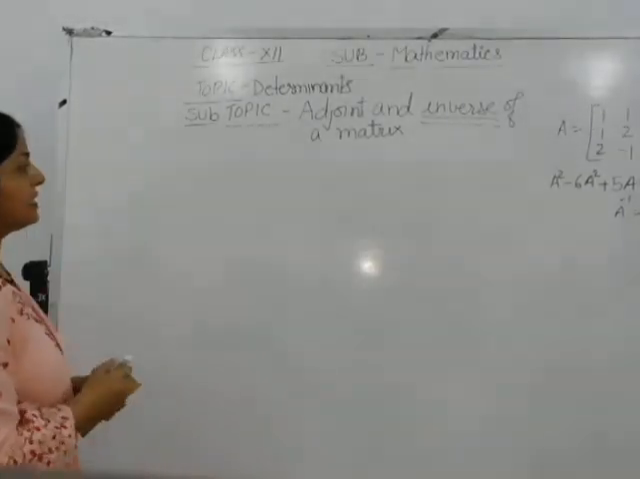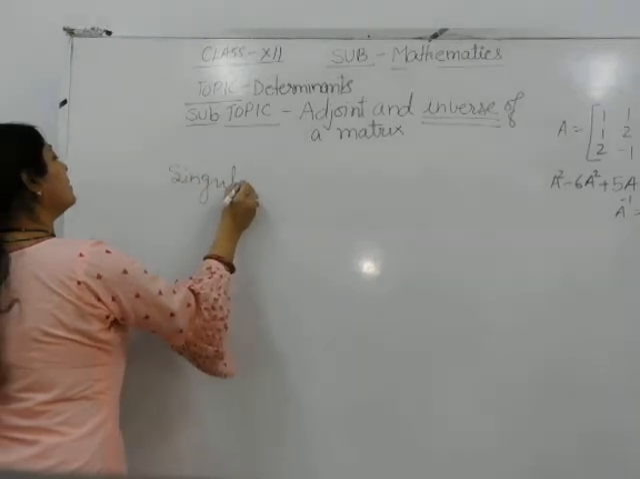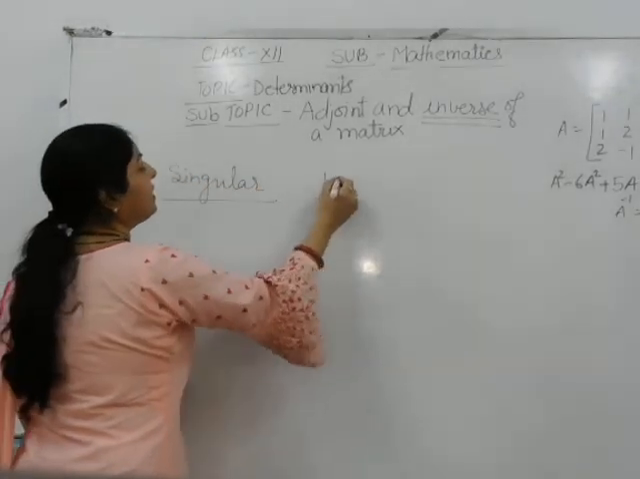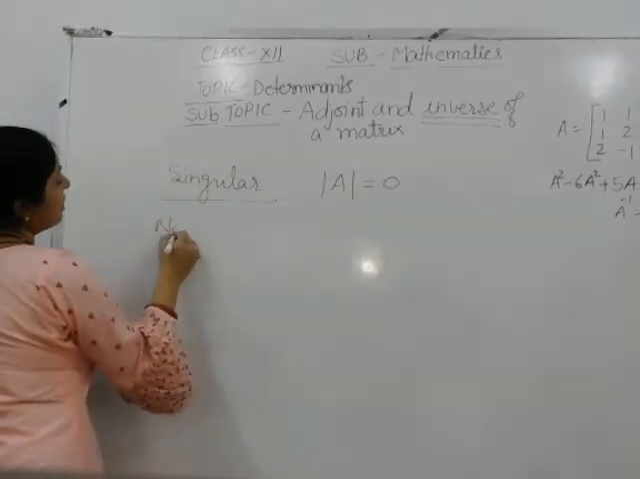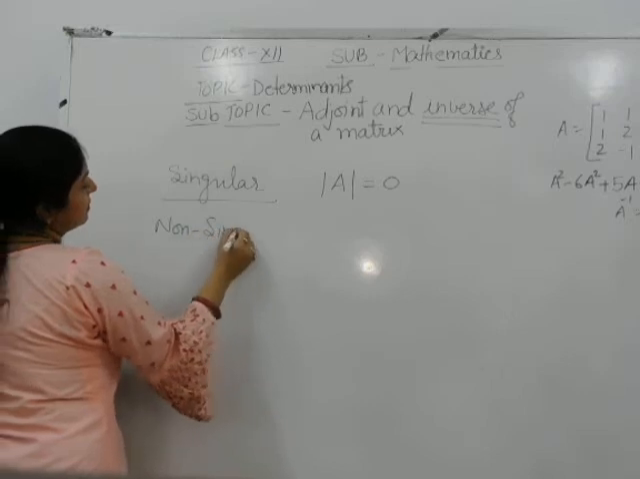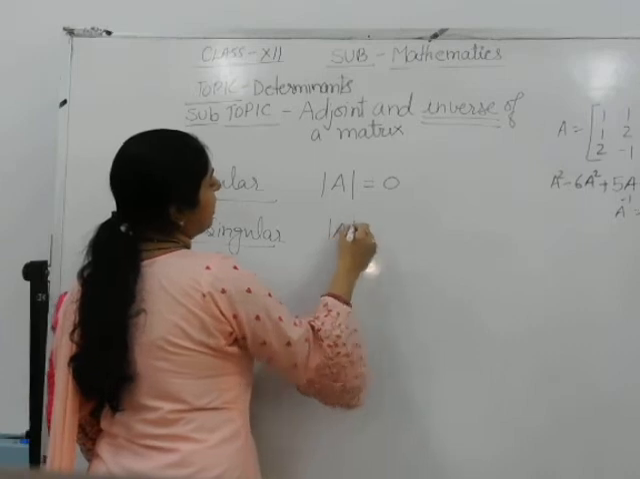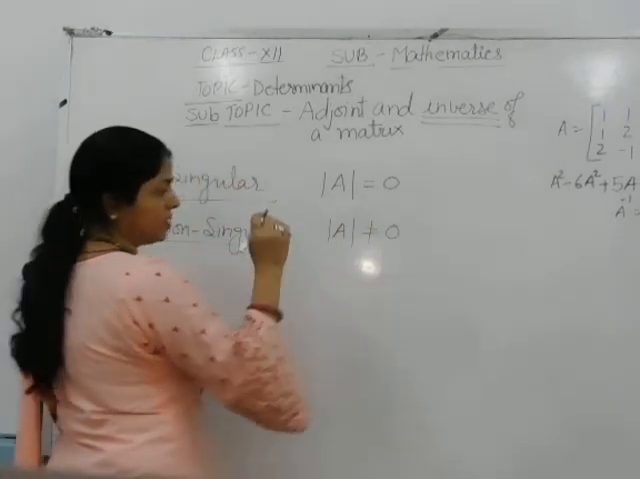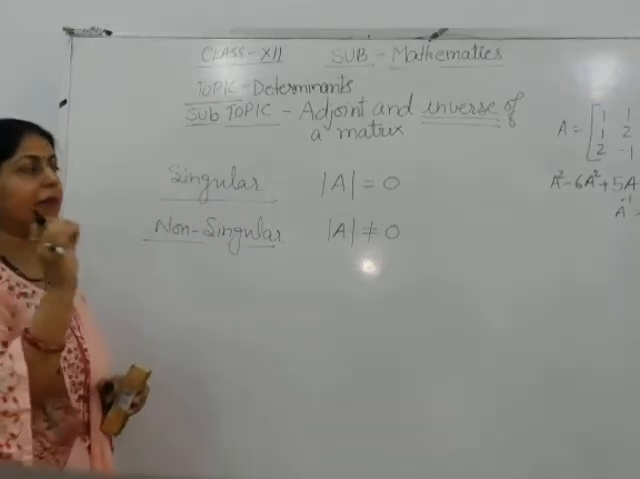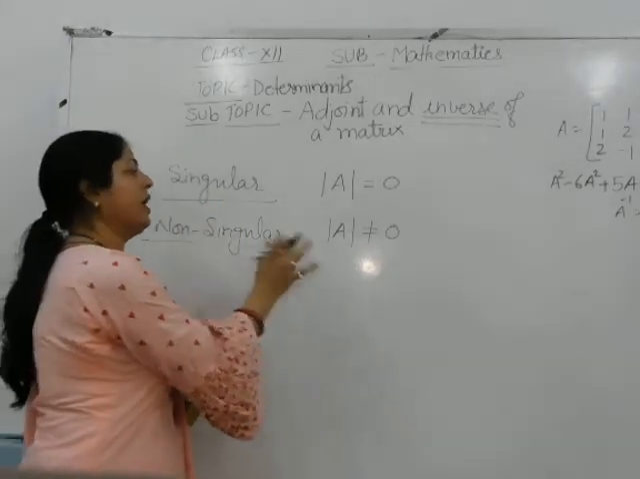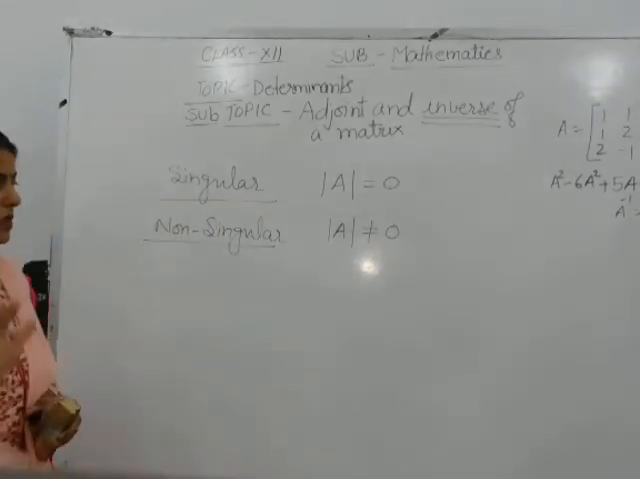A matrix is either singular or non-singular. Singular means if determinant of A is 0, and non-singular means determinant of A is not equal to 0. It means inverse is only possible when the matrix is non-singular. Non-singular means the determinant of that matrix is not equal to 0.